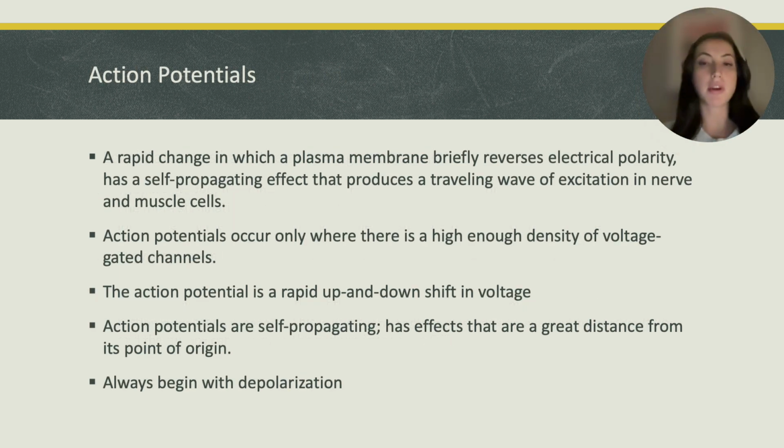So lastly, I'm going to be talking about action potentials. These occur when a rapid change causes a plasma membrane to briefly reverse electrical polarity. It has a self-propagating effect that produces a traveling wave of excitation in nerve and muscle cells. Action potentials occur only when there is a high enough density of voltage-gated channels. An action potential is a rapid up and down shift in voltage. It has effects at a great distance from its point of origin, and it always begins with depolarization.